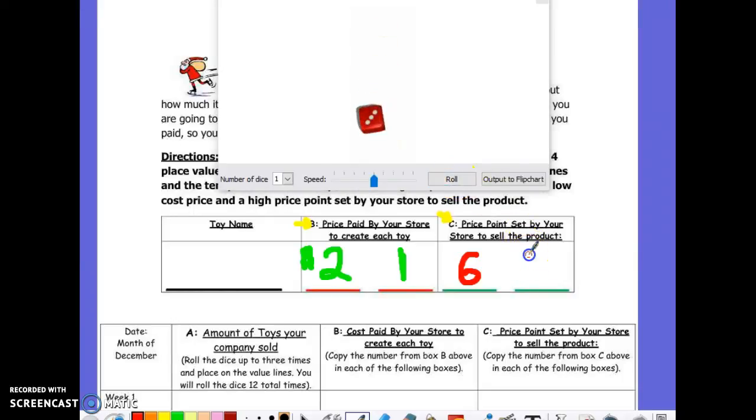I roll the dice one more time and I get a 3, which means it costs me $21 to actually create the toy, but I am going to sell it for $63. That's using your knowledge of place value wisely. Let's show you how to fill out the rest of this page.